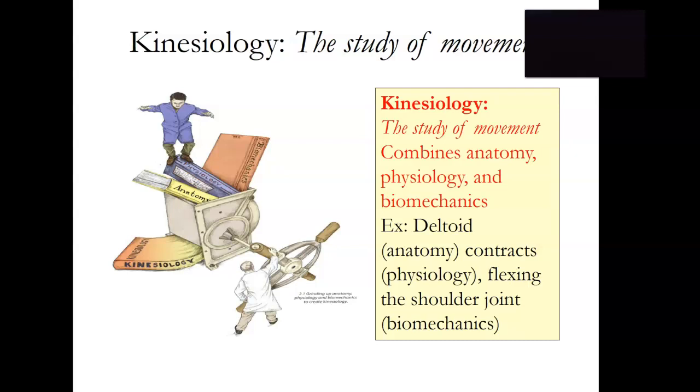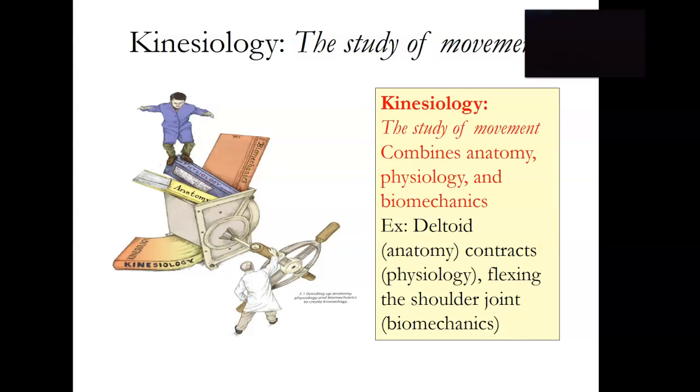So here's an example. So you're lifting up your shoulder, you're flexing your shoulder. The prime mover for that motion is your deltoid, your anterior deltoid. That's the anatomy. What is it doing physiologically? It's contracting. You know, remember from your A&P classes, the muscle is shortening and that pulls up on the bone, lifts it right up, it flexes it. Lifts it kind of up in the air.